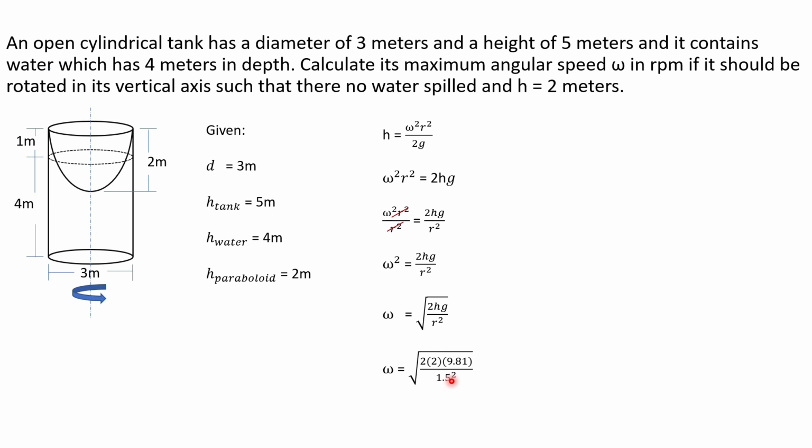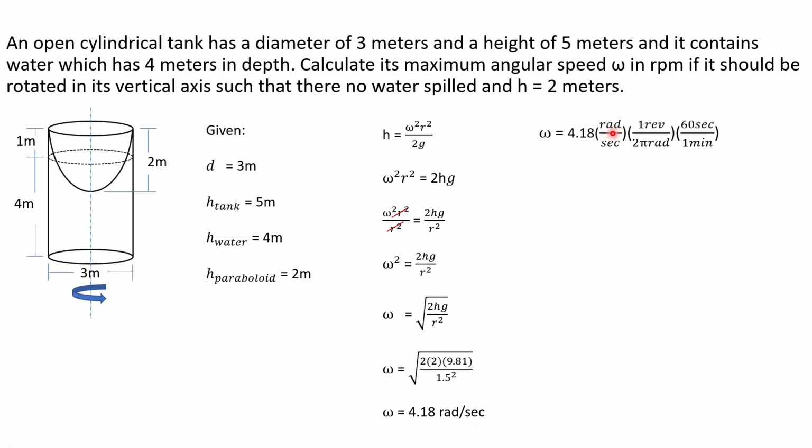Substituting the values and simplifying this equation, we now have omega is equal to 4.18 rad per second. But we're asked to calculate the value of omega in RPM, so we need to convert this 4.18 rad per second to RPM by simply multiplying it by a conversion factor.